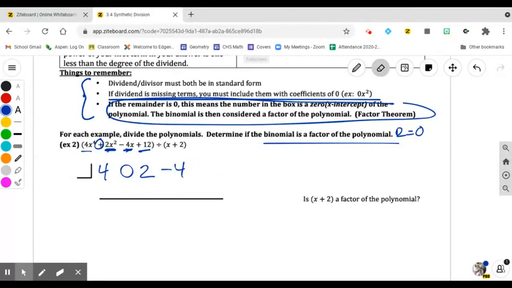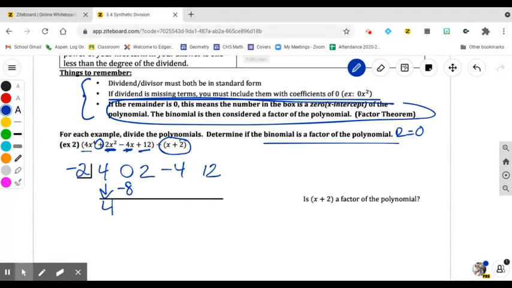Let me separate that a little bit. That looks like 4, 0, 2, -4, 12 altogether. Okay, now we look at the divisor, which is x plus 2, and we need to take the opposite sign of the positive 2, and that goes in the box. So -2. Now we just do the synthetic division. So we drop down the first one. We multiply. -2 times 4 is -8.